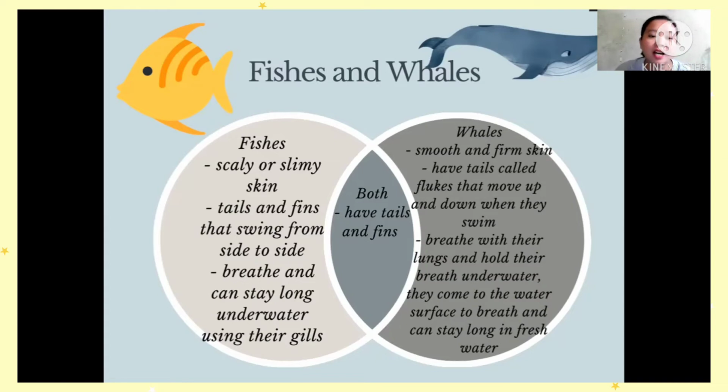The fishes are scaly or have slimy skin, while the whales have smooth and firm skin. When moving, the tails and fins of fishes swing from side to side, while the whales' go up and down. Alright? The fish can stay long underwater, but the whales cannot. They need to breathe, okay, at the surface of the sea. Okay?